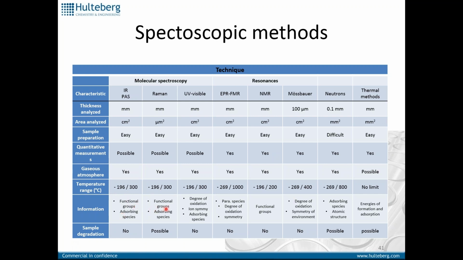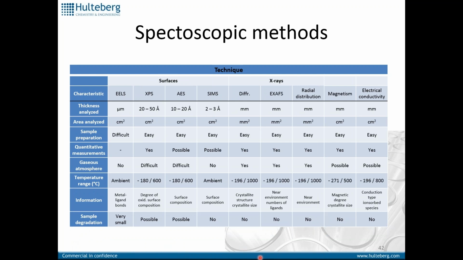From Raman you get functional groups, and you can have adsorbing species analyzed as well. Some of them are slightly damaging to the sample, while others are not. And that's molecular and resonance spectroscopy. We have electrons here. Some of them are surface techniques like XPS, AES, EELS, SIMS.